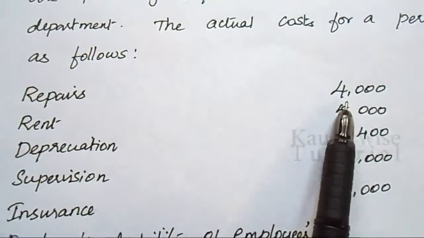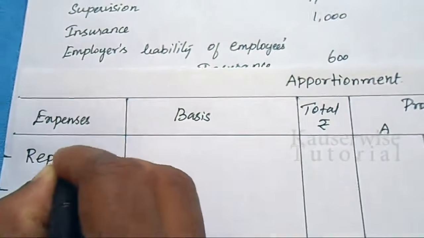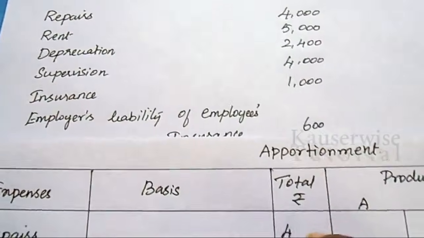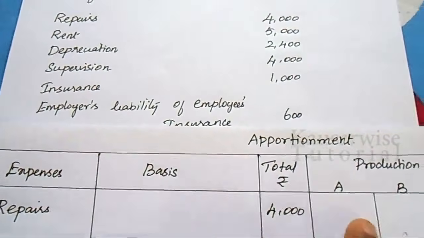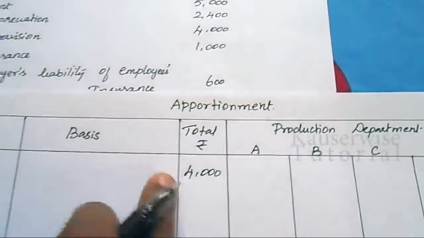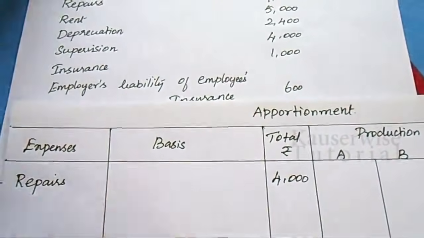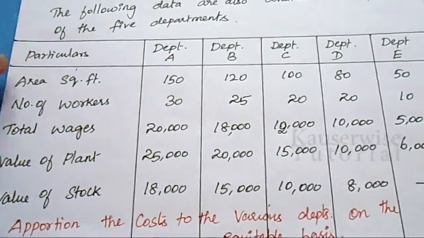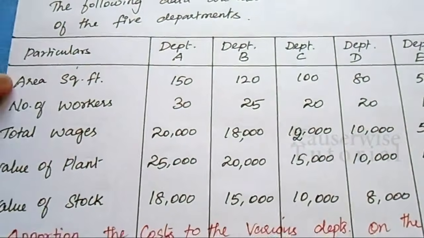Repairs, how much? 4,000 rupees. How are we going to apportion the 4,000 to the different departments? On what basis are you going to divide? That you have to show here. So repairs will be apportioned based on what? Some information is given in the problem. Area, just check whether the repair can be allocated based on the area.